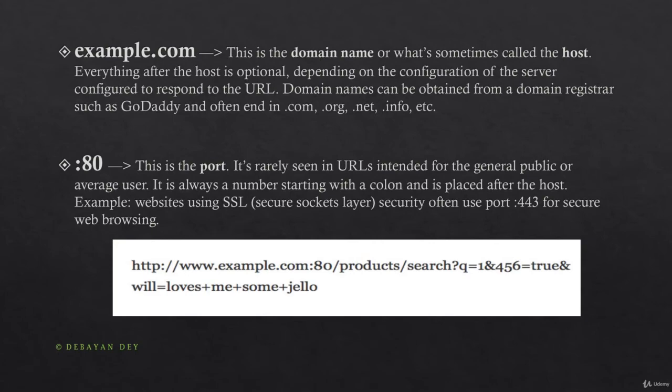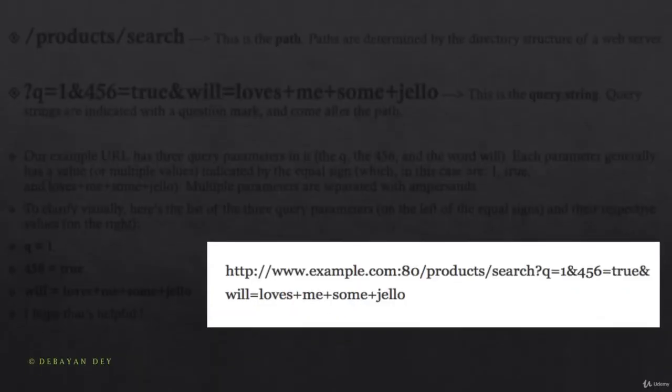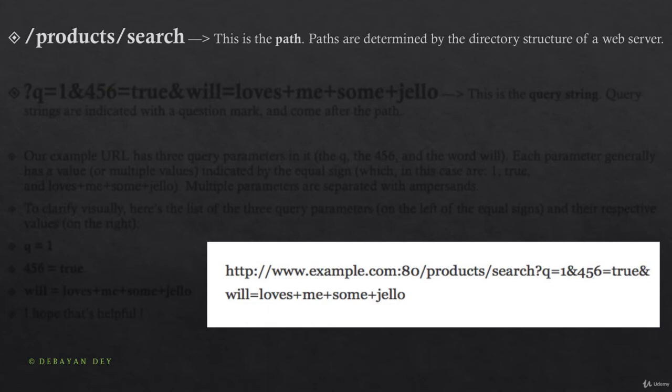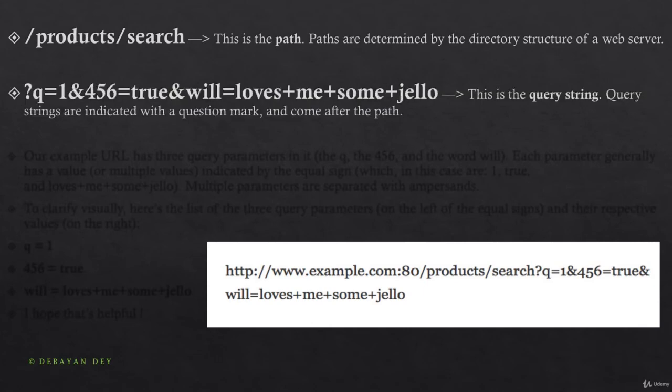Now, the next part of the URL query is /products/search. This is the path. Paths are determined by the directory structure of a web server. And now the next part.